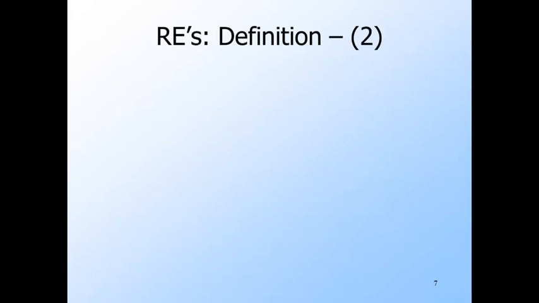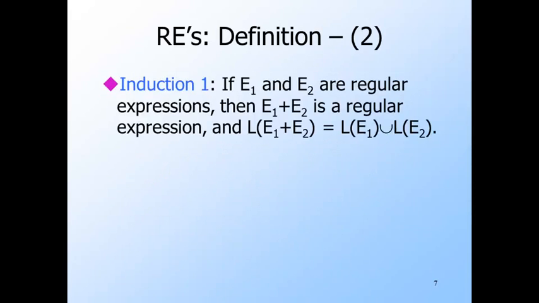The inductive part of the definition also happens to have three parts. For the first part, we can connect any two regular expressions by a plus sign, and this plus sign represents set union. That is, the language of E1 plus E2 is the union of the languages that E1 and E2 denote.